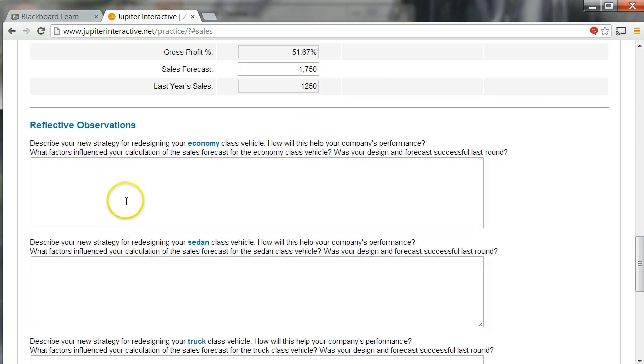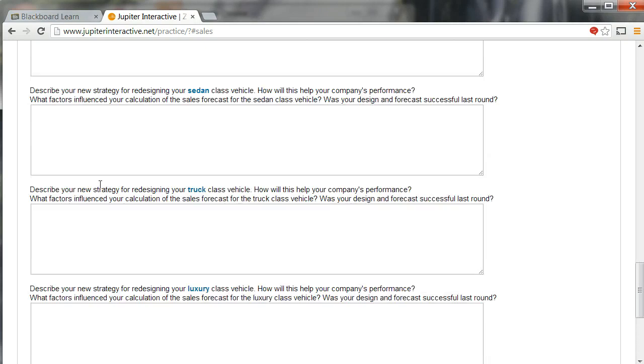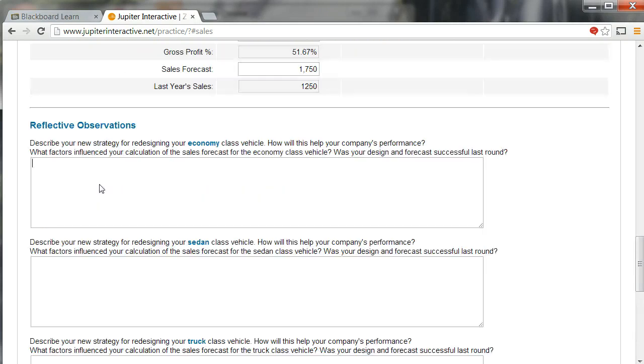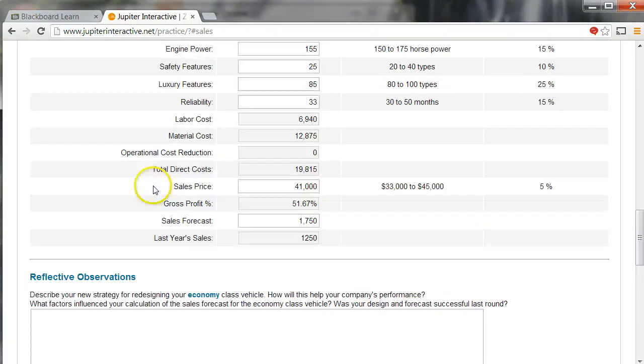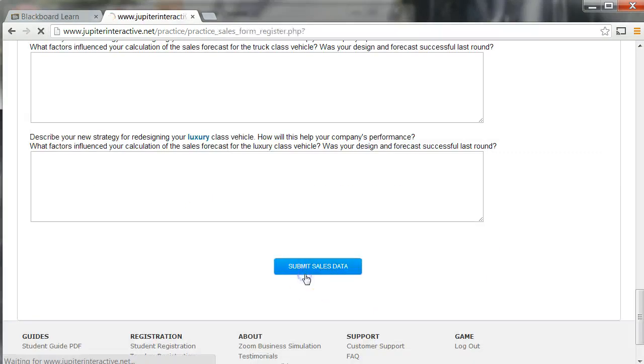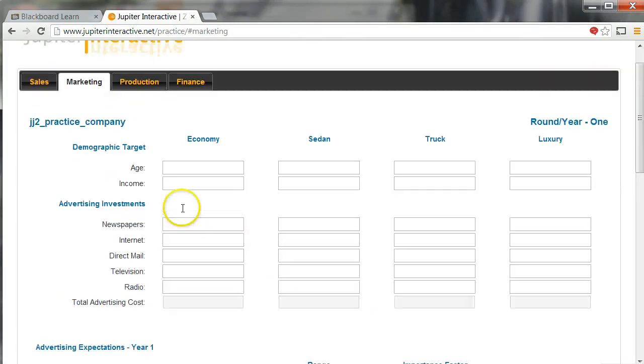I also require that you fill out these reflective observations. These reflective observations are going to ask you about what you're doing, what your strategy is, and just a couple quick sentences to give me an idea of what your thought process is. Okay, so I'm done with the sales page. I'm going to move over to marketing.